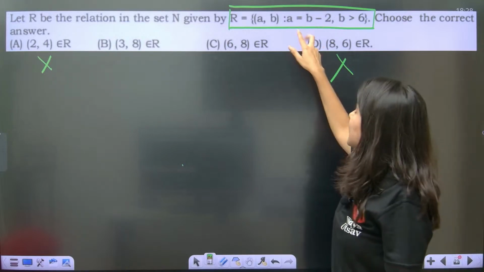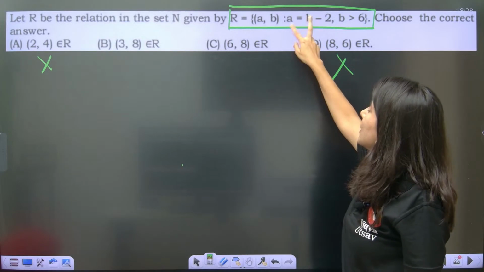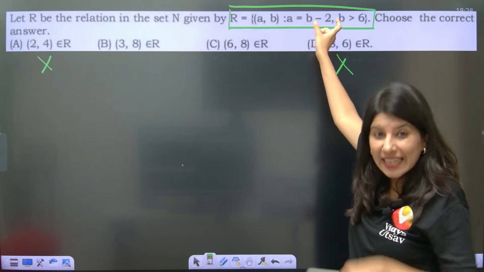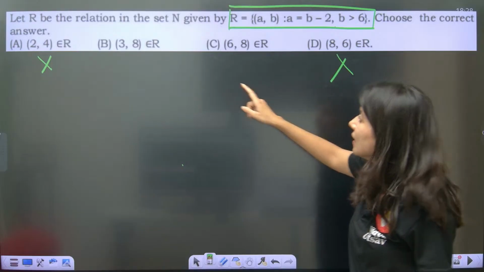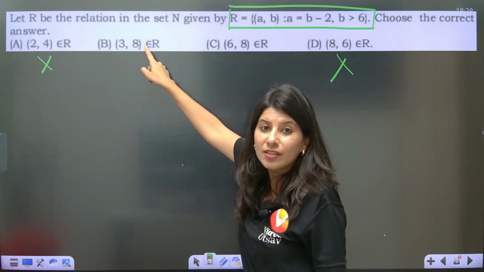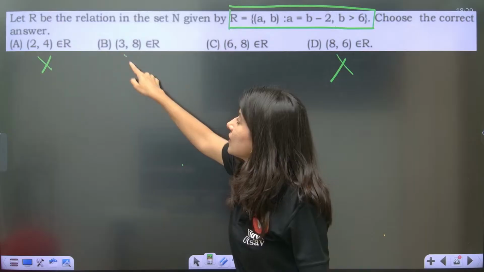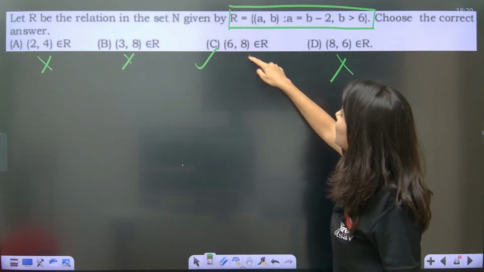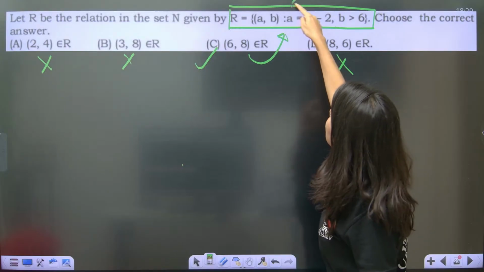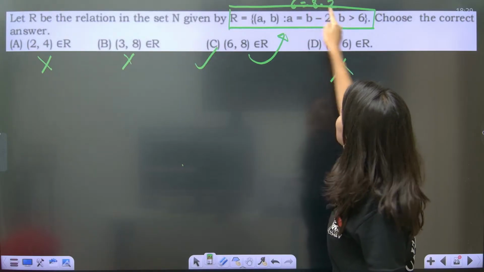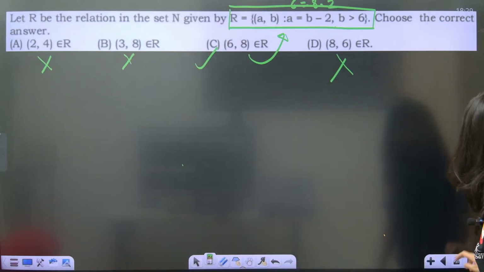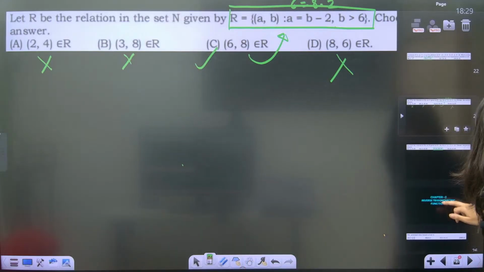Now, understand the difference between first and second. If you subtract 2 from the second element, you will get the first one. So 8 minus 2 is 6. If you put this (6,8), 6 is equal to 8 minus 2. It is satisfying clearly. Only option C is absolutely correct. I hope that you are getting it, understanding it.